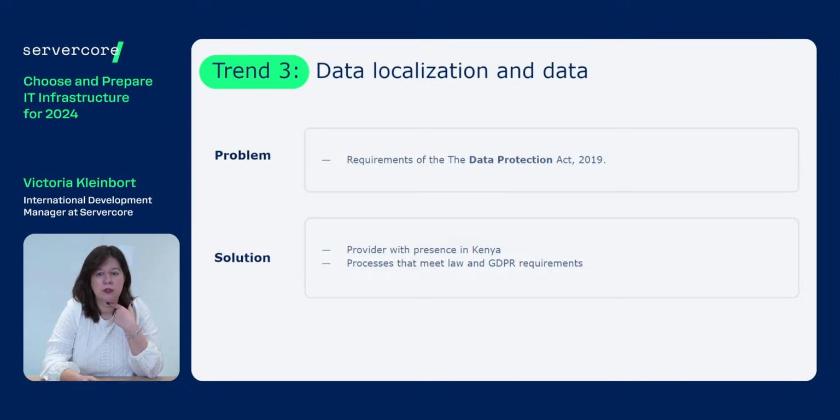In terms of localization, it's better to choose a provider with a presence in Kenya. This way you will cover all those things and make sure that the provider's processes meet the law and GDPR requirements. As already mentioned, you can see how Servercore works with data on our webpage in the privacy area, what principles we use when we work with your data and how we protect it.